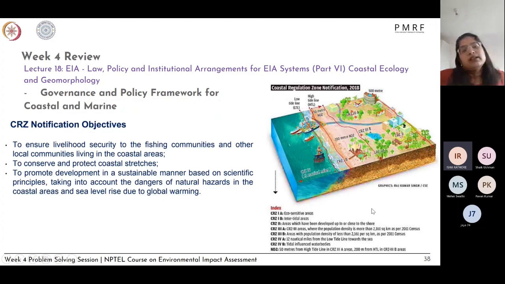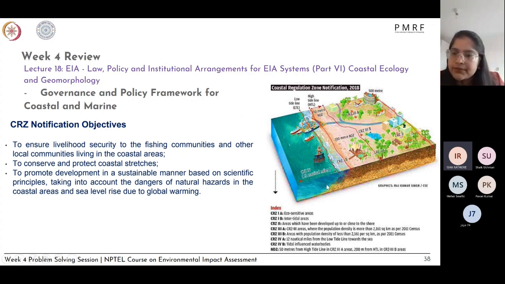And so this is the Coastal Regulation Zone Notification. So it basically defines the coastal area from the tide lines into a number of zones. And this is done to ensure that the livelihood security of fishing communities and other local communities living in these coastal areas, and to conserve and protect these coastal regions. And then also to promote development in a sustainable manner, such that there are no dangers of natural hazards or accidents happening in these areas due to the rising sea level because of global warming.